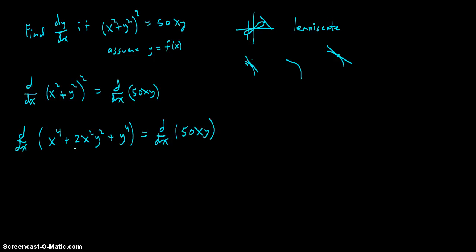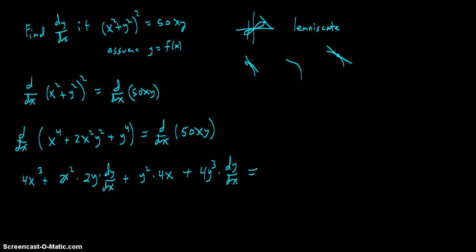Now on the left side, the derivative of x to the 4th is 4x cubed. The derivative of 2x squared y squared requires the product rule. The first, 2x squared, times the derivative of the second: the derivative of y squared is 2y times dy/dx from the chain rule. Plus the second, y squared, times the derivative of the first, which is 4x. Then the derivative of y to the 4th from the chain rule is 4y cubed times dy/dx.